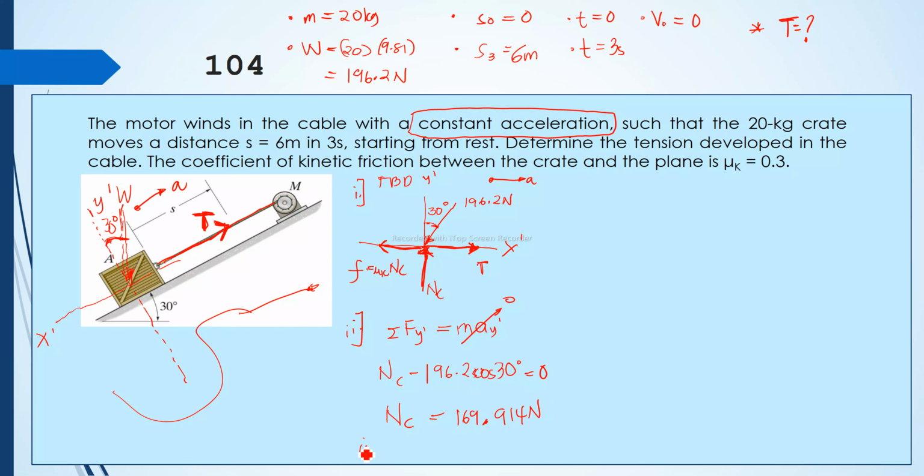Let's try to solve for our frictional force. That is just equal to 0.3 times the normal force, which is equal to 50.9742 newtons.